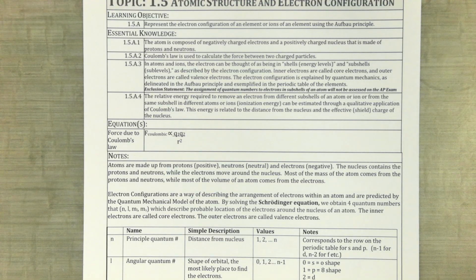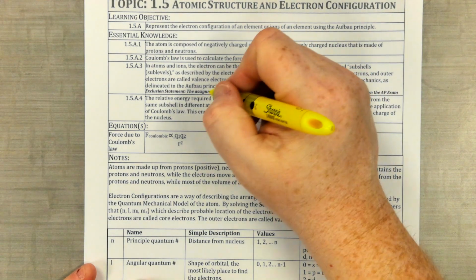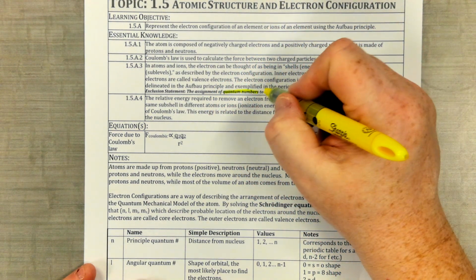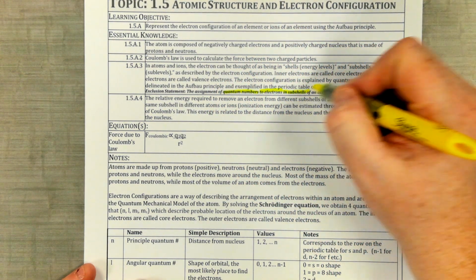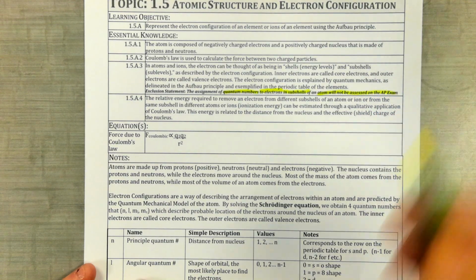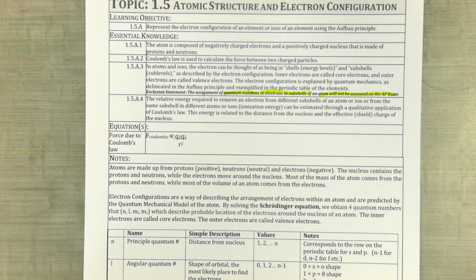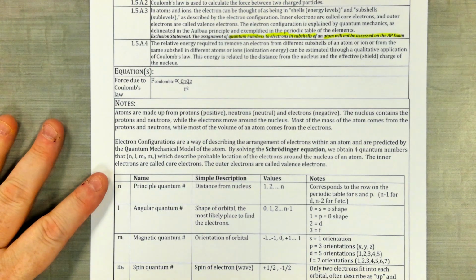First things first, AP is not going to assess quantum numbers to electrons in the subshells. That won't be assessed. So that's part of this data table down here.